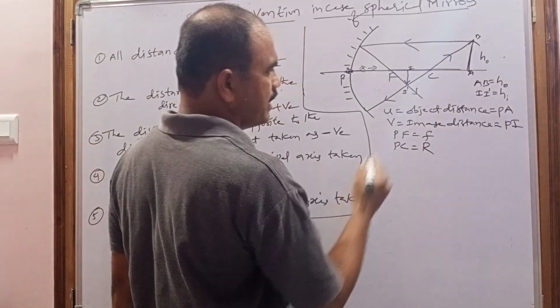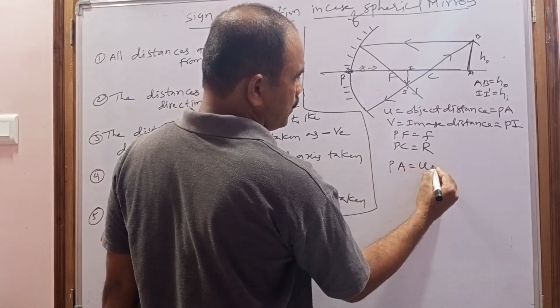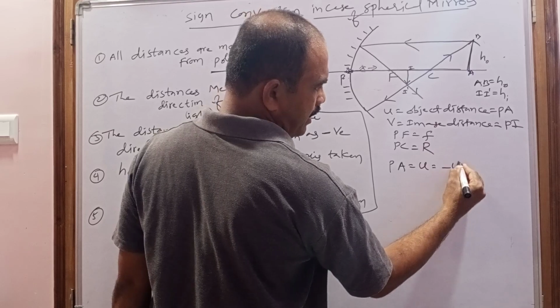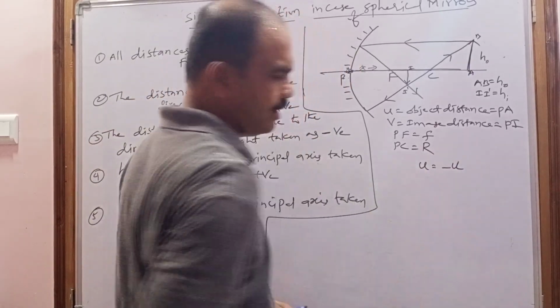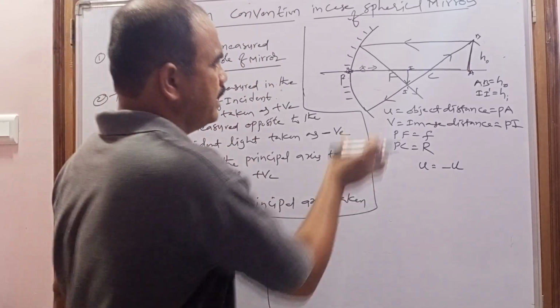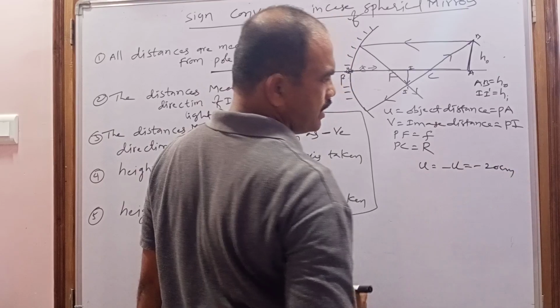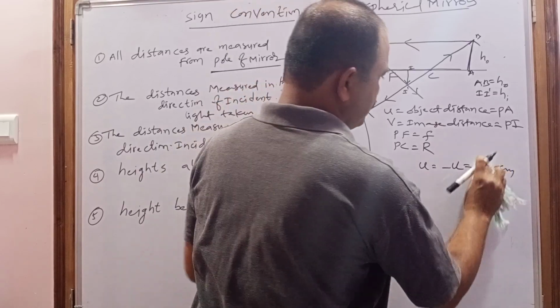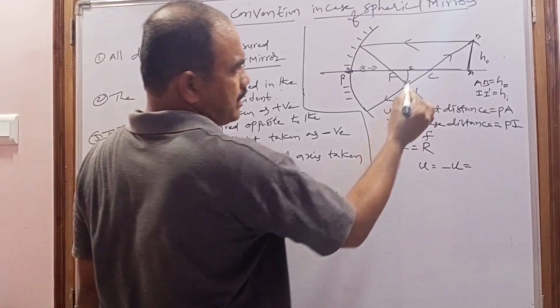So in this case, what is happening? PA, or U, is nothing but minus. That's why you write minus U. The object distance is negative. For example, if it is 20 centimeter, you have to write minus 20 centimeter, not plus 20.